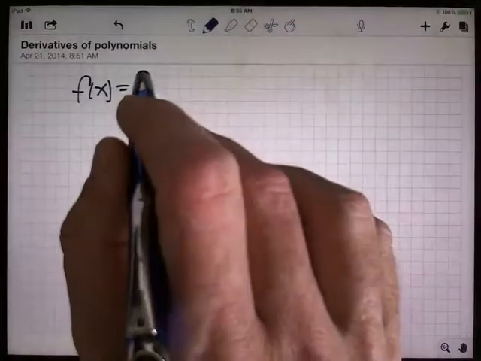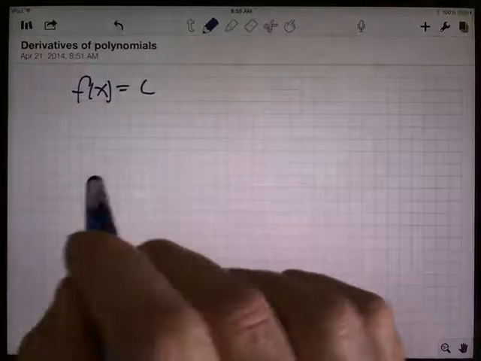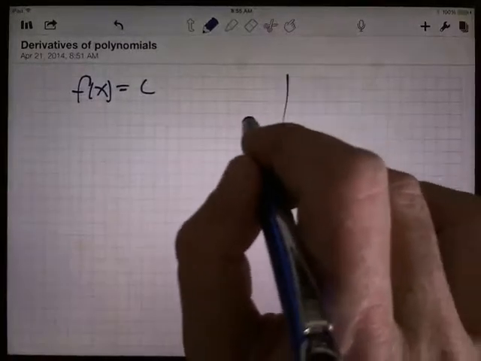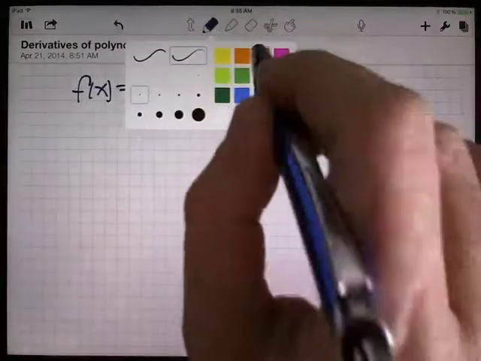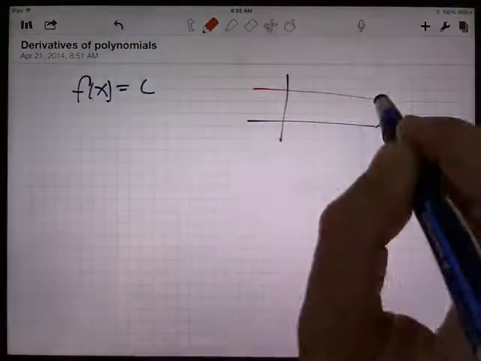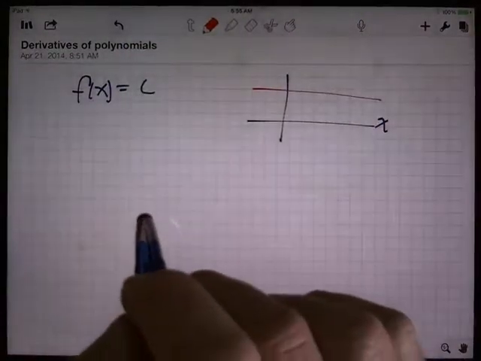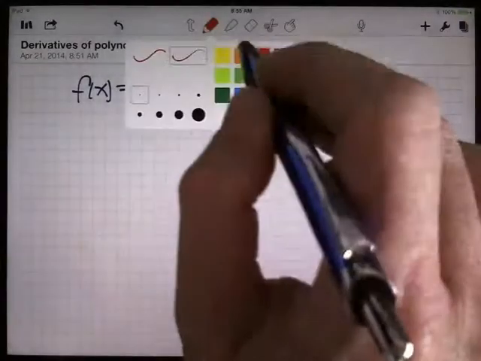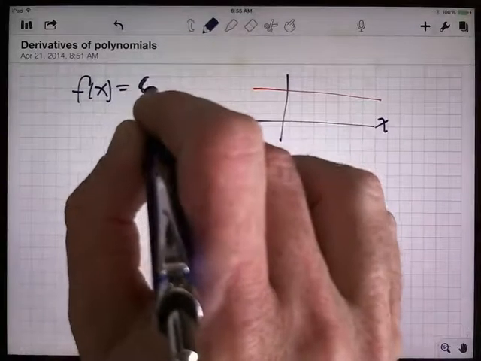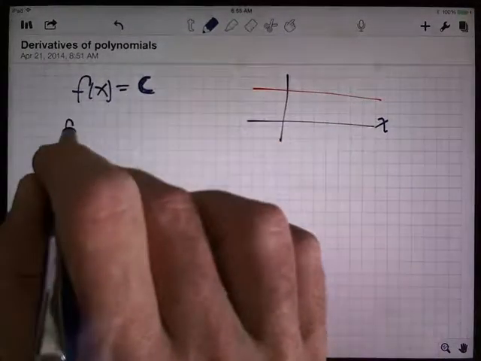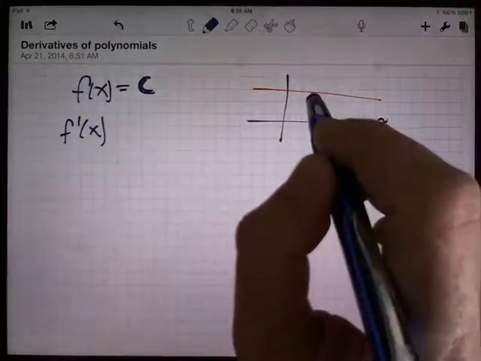f of x equals a constant. I'm hoping you have an idea what the graph of that thing looks like. I'll draw the graph in red here. It's a horizontal line. And so the question is, when f of x equals a constant, yeah, that's a c. So what's f prime of x?